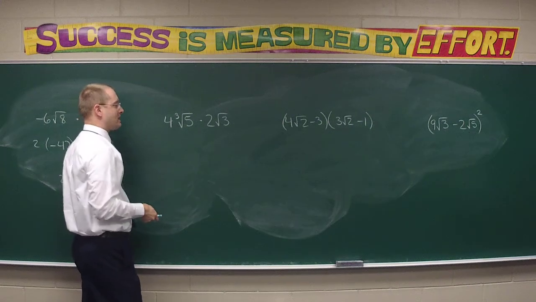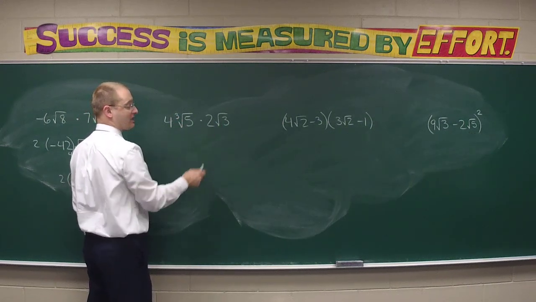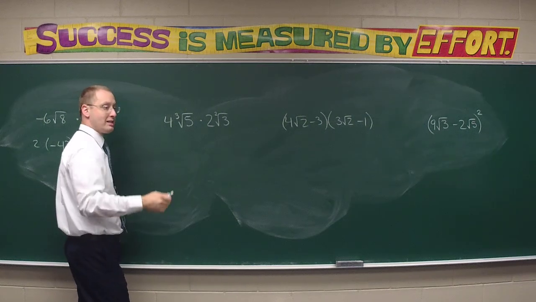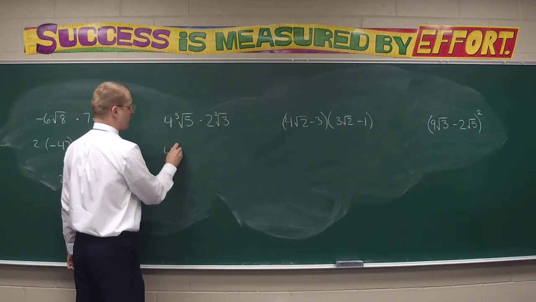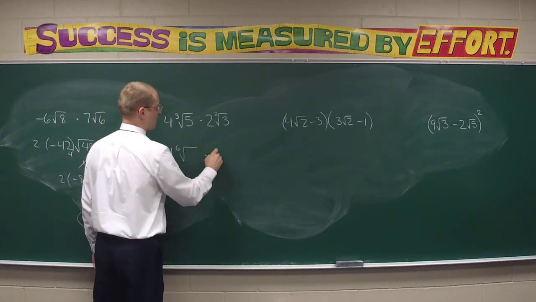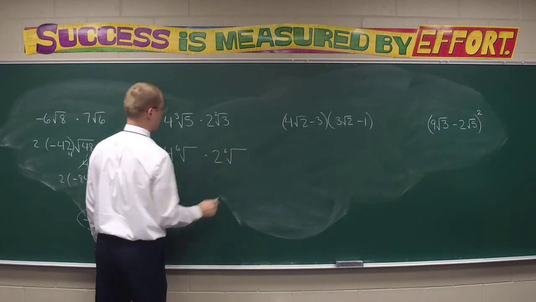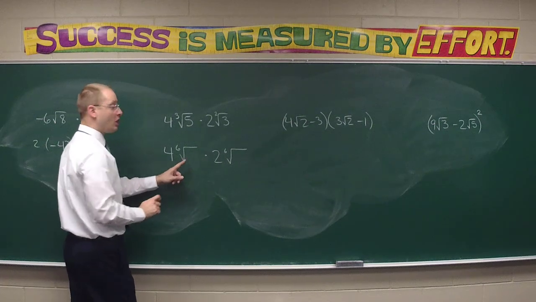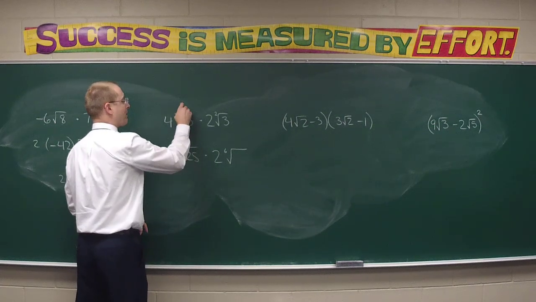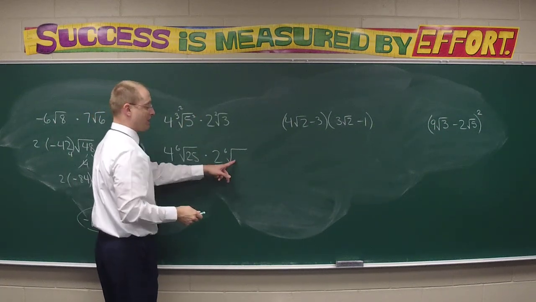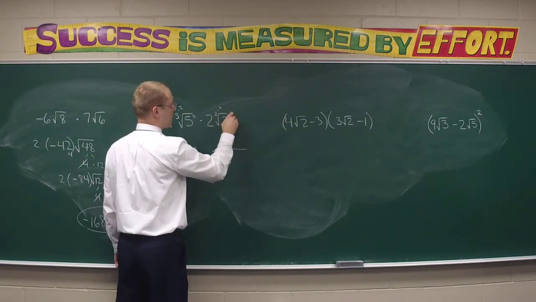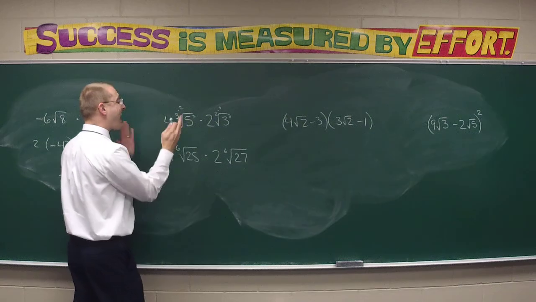Yeah, they don't have the same index. This, of course, is a 3. This index is a 2, and it helps to write it so that we see what index we want. So we're going to take 4, and we're going to have a 6th root of something, and we've got 2, and we're going to have a 6th root of something. Here, what ends up becoming the radicand? 25. You multiply by 2, so you square. Here, what ends up becoming the radicand? 27. Multiply by 3, so we cube. And now we have the same index.